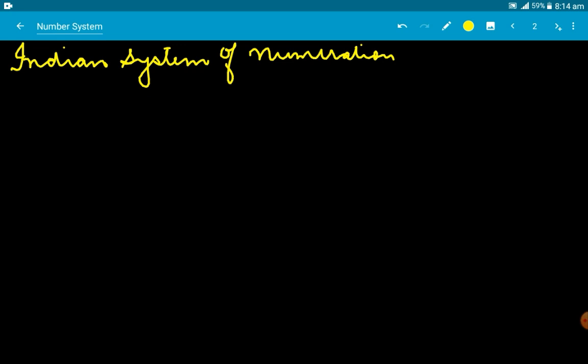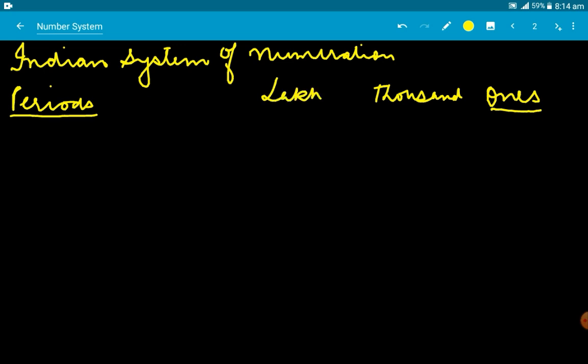So beta, in Indian system of numeration there are various periods. Let's start from right hand side. First period is ones period. Then comes thousands period, then comes lakhs period, and then comes crores period. So these are the various periods.